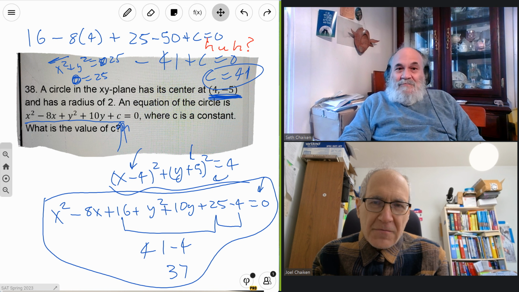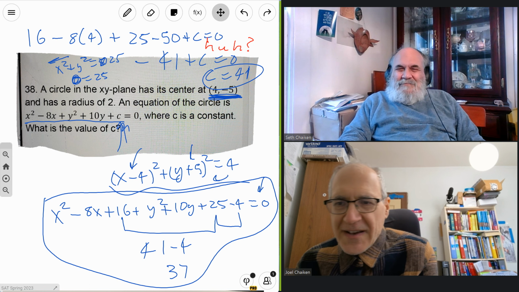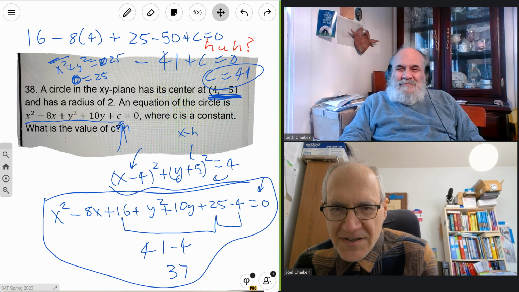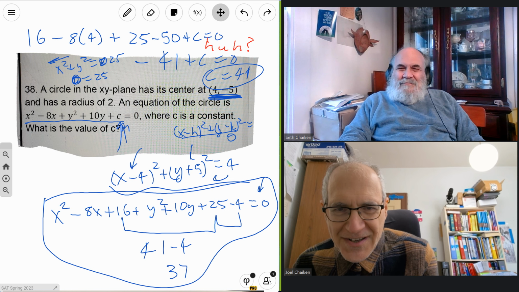In general, if you have the equation of the circle, (x minus h) squared plus (y minus k) squared, and you plug the center into the circle, you're going to get a 0 over here.